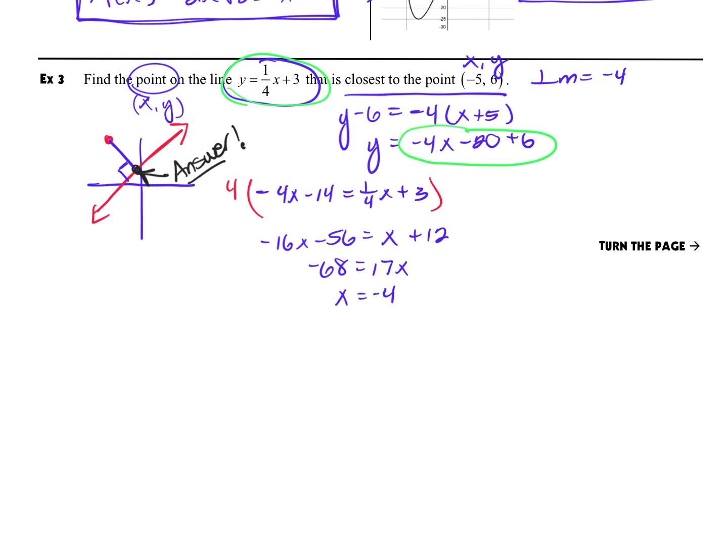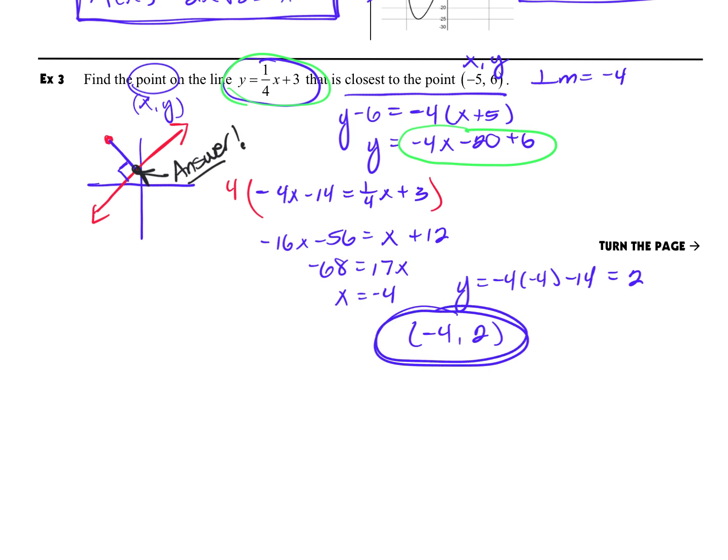I'm going to substitute that answer back in. Now, we can choose either side of this. I'm going to pick this one because it's definitely the easier of the two to work with. So y is going to be -4 times -4 minus 14, which is going to give me a positive 2. So my final answer is -4, 2. That is the point that is going to be on this line that will be closest to our other point.